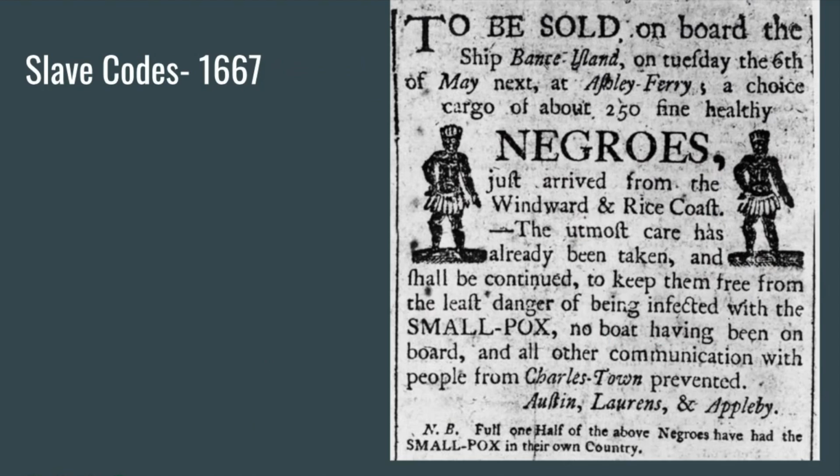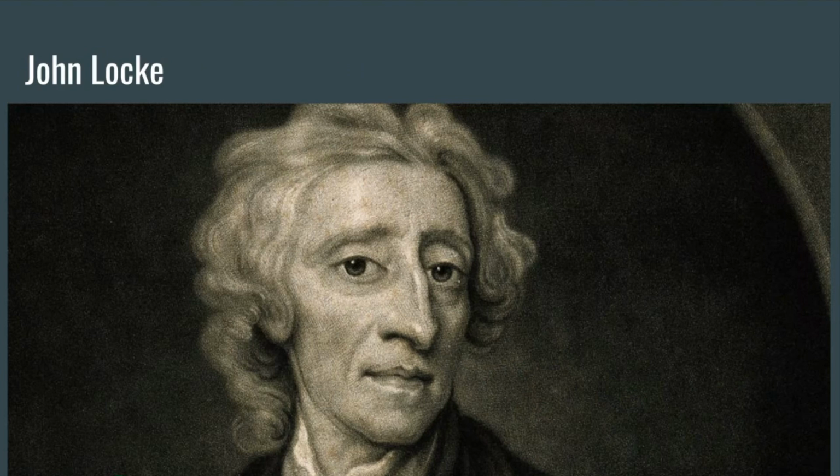Slave codes. So, slave codes were basically the laws so that Europeans or anybody who is of white color could not marry a black African. That would be very important in the future and would basically be cultural.